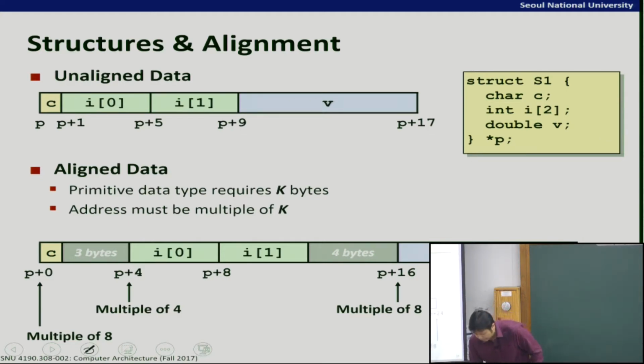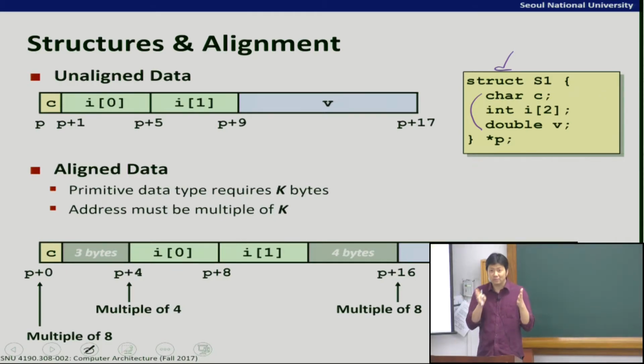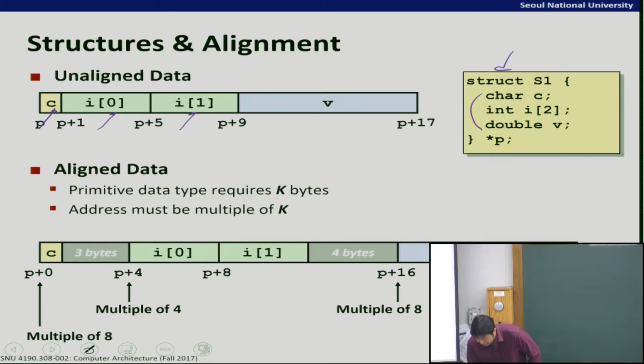Then if you have 3 fields, let's say an example struct S1 with 3 fields: character, integer array, and double. Then you can just put them back to back, right? So you get the highest storage efficiency. That's a more natural choice. So here you place c, the first field, followed by the 2 integer array elements, i0 and i1, followed by v, the double field. That's the natural thing you would do.